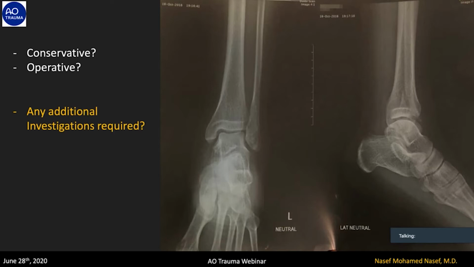Okay. Yeah, that's why I think we should do some form of stress views. Exactly. External rotation stress views or the gravity stress views. I don't know what you like, but yes. I think it's considered to differentiate between type 2 and 4 of this.